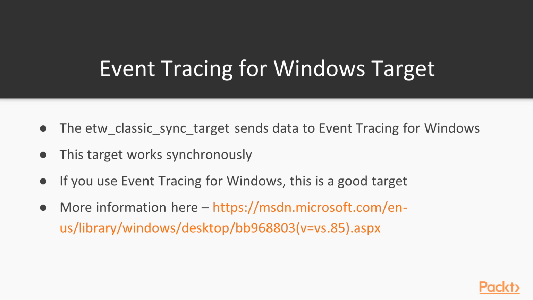The last target we'll look at is the Event Tracing for Windows target. Now, Event Tracing for Windows is actually a system that allows system administrators in Windows to capture more metrics and instrumentation on what's happening on the system itself. And this target allows extended event data to be forwarded to Event Tracing for Windows so that it can be correlated and examined with other data. This does work synchronously, and so if you have administrators that use Event Tracing for Windows, this is actually a good target. If you wish to use this target, you can get some more information in the link provided.